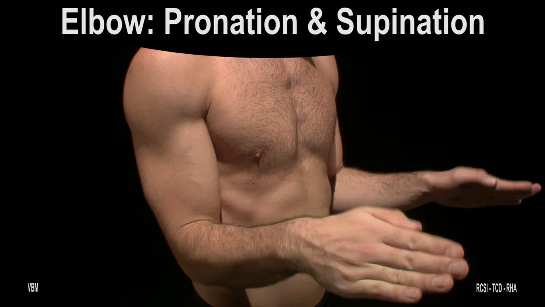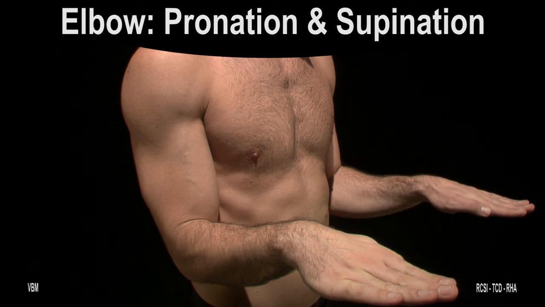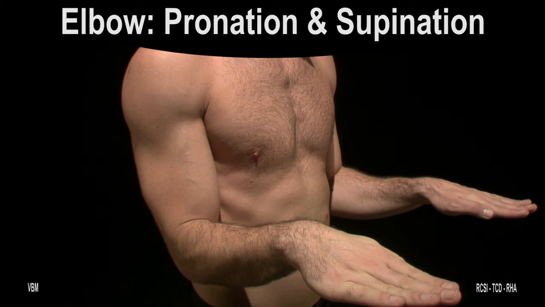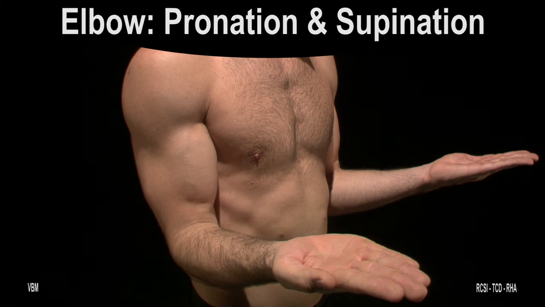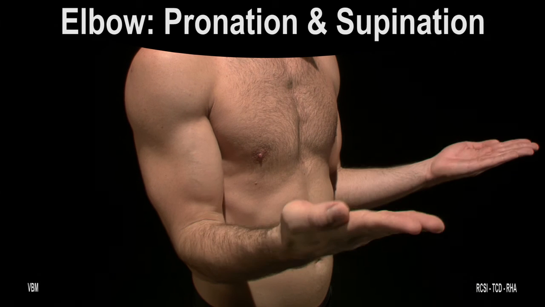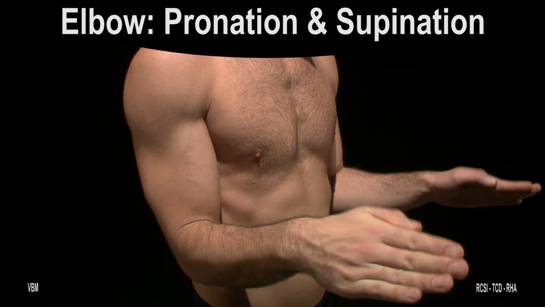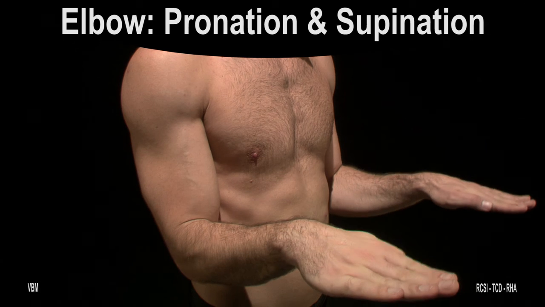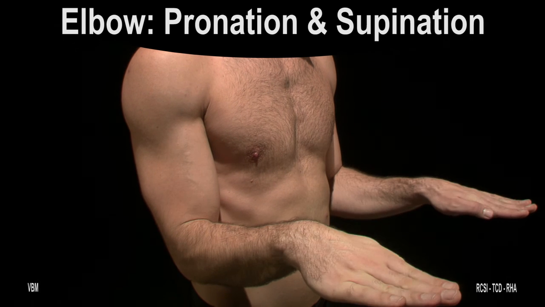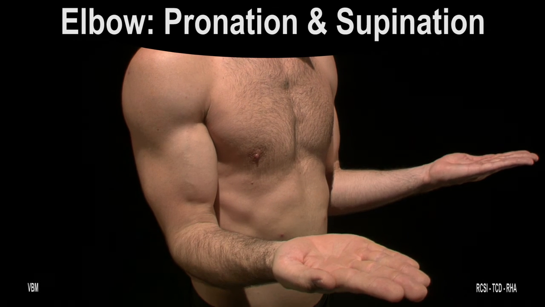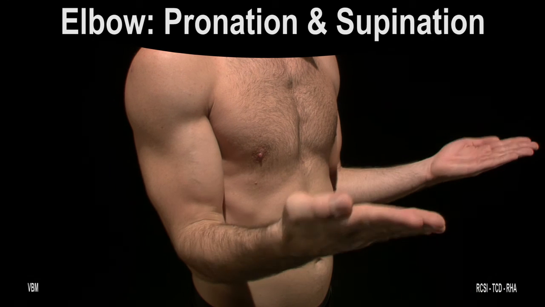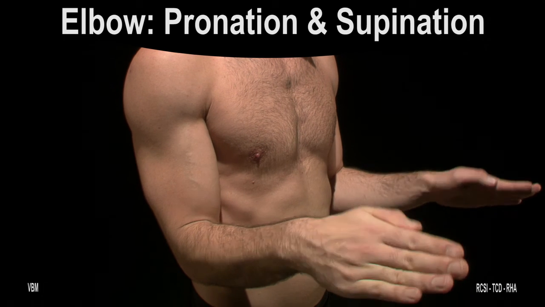The head of the radius rotates within the annular ligament. This occurs in pronation and supination, as you can demonstrate on yourself. Throughout this movement, the ulna remains almost stationary, and it is the radius that moves, with its head rotating and its distal end moving in an arc over the ulna.